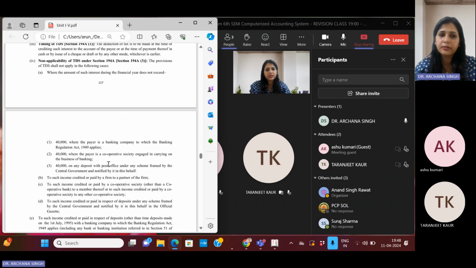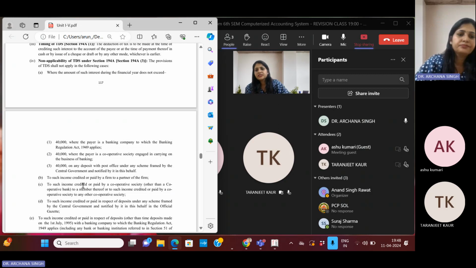अब पोस्ट ऑफिस आ गया यहाँ पे, बैंकिंग कंपनी, कोऑपरेटिव सोसाइटी. Now post office under any scheme framed by Central Government and notified by it in this behalf. तो अगर उनकी भी इनकम जो है, इंटरेस्ट इनकम जो फाइनेंशियल ईयर के 40,000 से ज्यादा नहीं है, does not exceed 40,000, then the provision of TDS shall not be applicable.